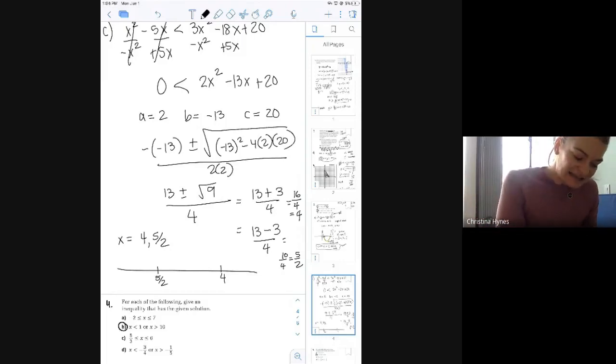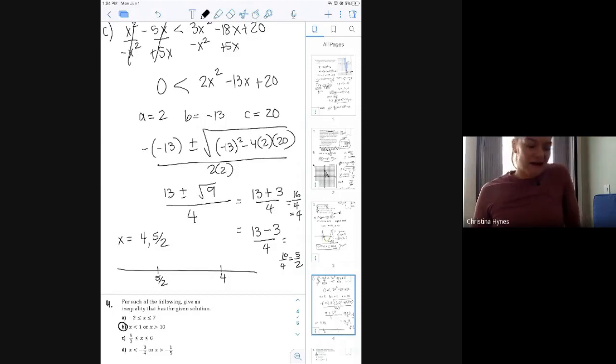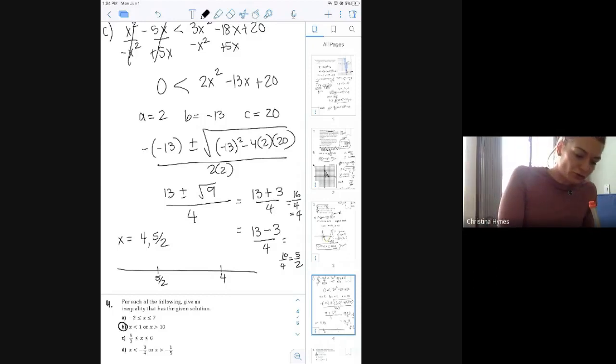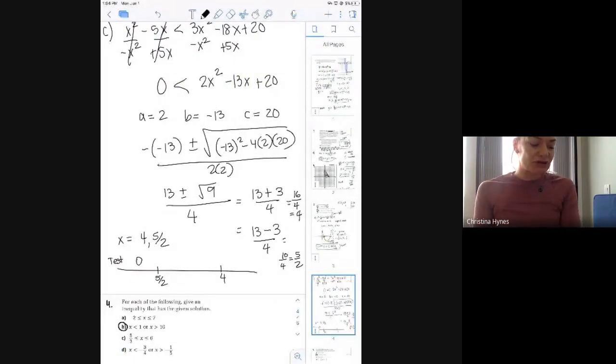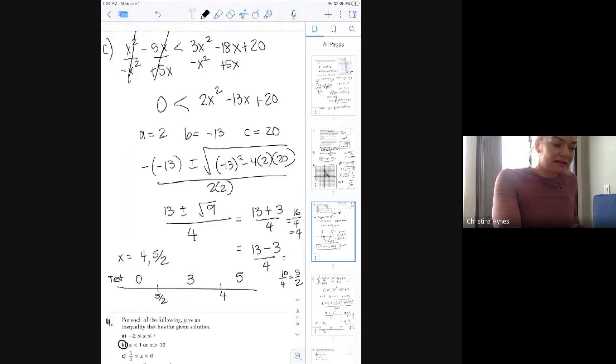And then I'm going to pick a test point before, middle, and after these x-intercepts. So a value that's less than 5 over 2, that would be easy to substitute, would be 0. A value between 5 over 2 and 4 would be 3. So I'll substitute 3 as well. And then a value greater than 4 could be like 5 or 6, doesn't really matter as long as it's greater than 4. And then you would plug it into your original question, or the easiest one to plug it into would probably be this form right here.